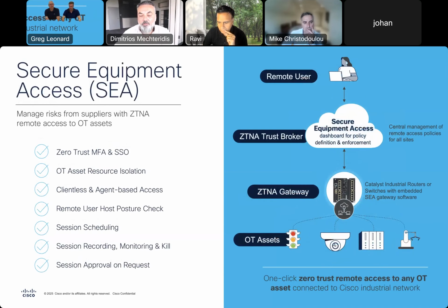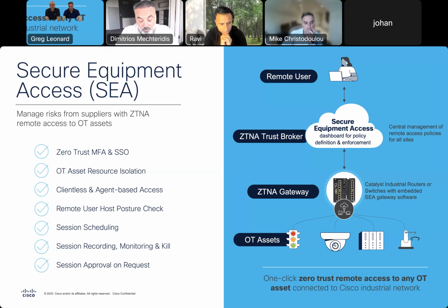The next tool that we've got is the Cisco Secure Equipment Access, which is really the ability to provide secure zero trust network access to remote access to OT assets. And that again is around embedding that zero trust network access gateway as a bit of software that we put into the Cisco switch or the industrial routers right at the very edge where those assets are connected.